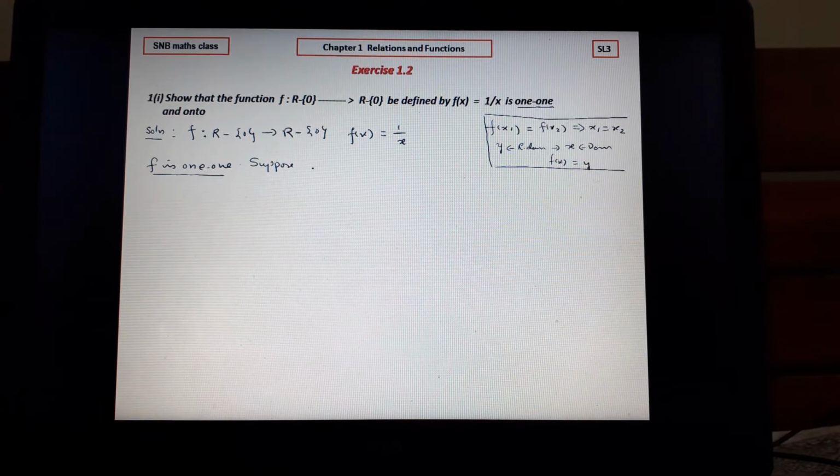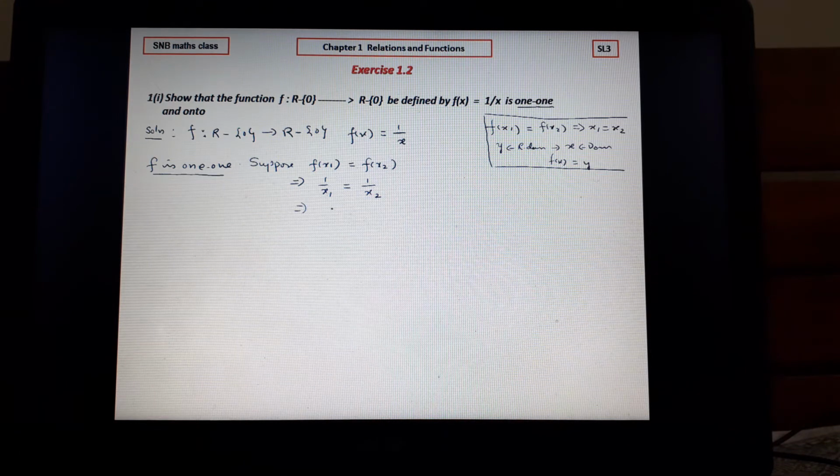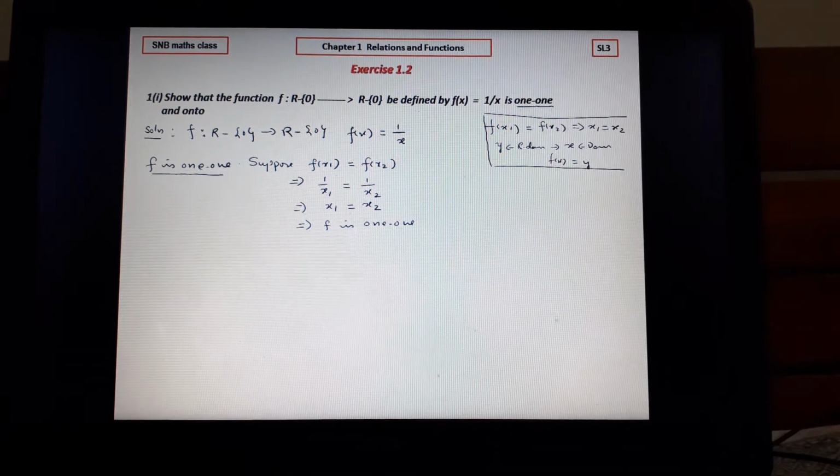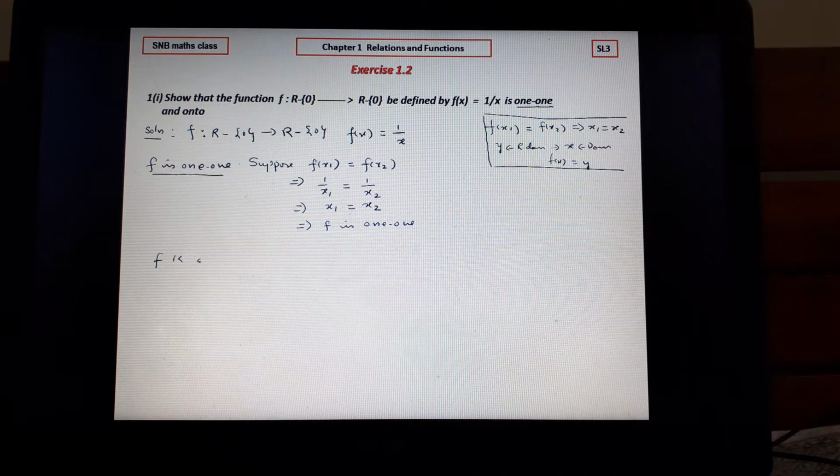Suppose f of x1 equal to f of x2. So this implies 1 by x1 will be equal to 1 by x2. So this implies x1 equal to x2. So this implies f is one-one. Next, we shall prove f is onto.